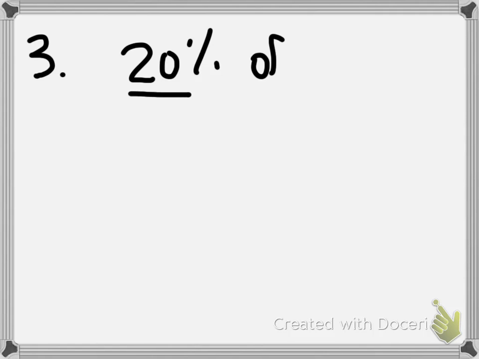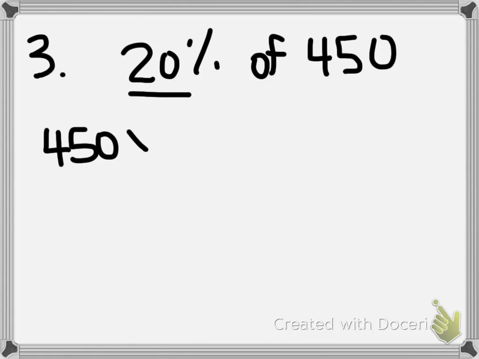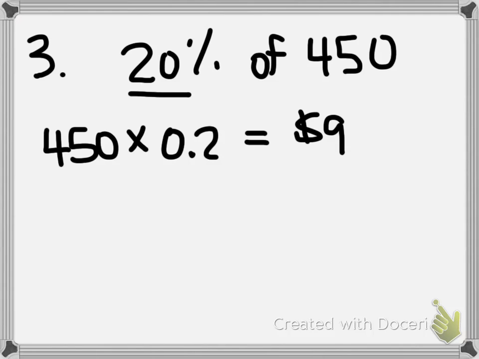Okay, you should be on the next page. Example number 3, Sarah bought a DVD player originally priced at $450 that was on sale for 20% off. What was the price after discount? Well, if we look, we need to first find 20% of $450. So we need to change 20% to a decimal and multiply to find $90.